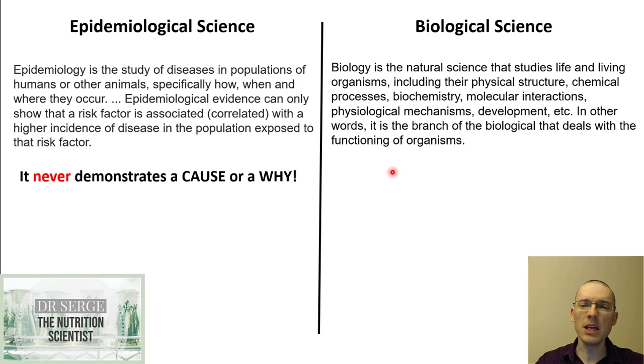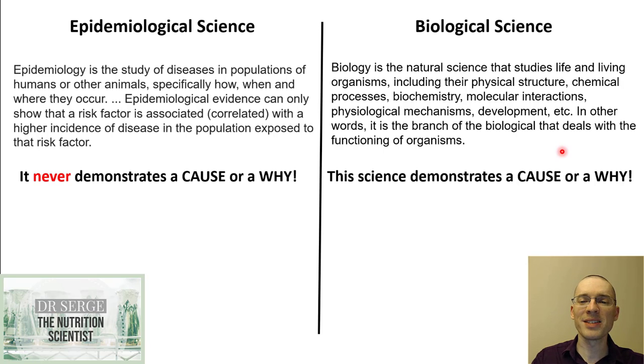On the other side is biological science. This is the key point of this video: when it comes to health and nutrition, this is the only type of science we can rely on. This is the science that studies the life of living organisms. Basically, we look at the physical structure, chemical processes, biochemistry, molecular interaction, physiological mechanism, the developments, etc. This is the type of science that will actually demonstrate a cause or a why.